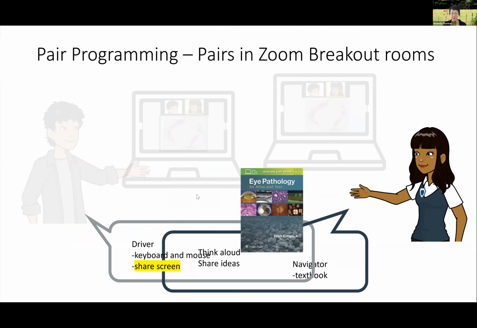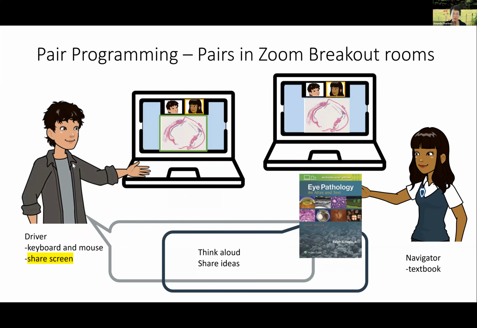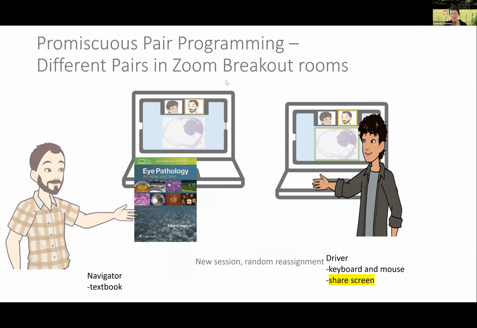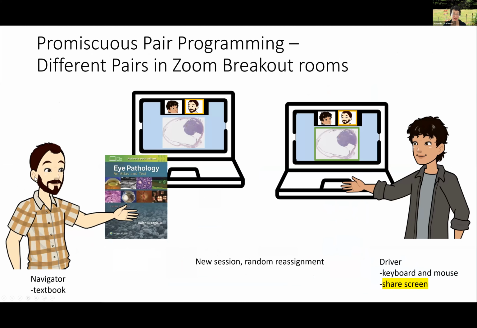And then you swap. James is the driver when you get onto the next slide, and James shares the screen and Rena uses her textbook. Okay, same idea. And then after the break, you change to a different partner. In comes Josh. Josh is talking to James. Same idea. So we're swapping around. New session, new partner. Only one driver, and you have to work together. It just breaks up your cognitive load.